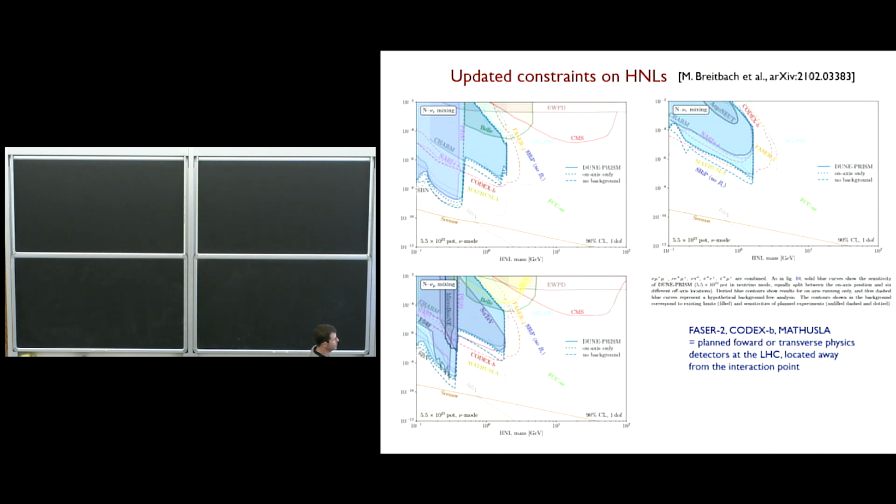The solid contour shows the sensitivity of DUNE PRISM, assuming a given number of protons on target, of course, and an equal running time between the on-axis position and 6 different off-axis locations. I'm just reading the text here. So that's the reason. The improvement doesn't seem to be spectacular by eye, but that's why they considered PRISM in that study.